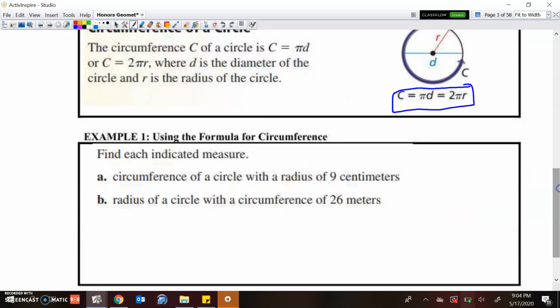Now let's just use that for a little bit of practice. So part A, find the circumference of a circle with a radius of 9 centimeters. So since they're giving us radius, I'm going to do 2 pi r. I'll use that version of the formula. 2 times pi times 9 for my radius. And I can either write this as 18 pi, that would be the most exact answer.